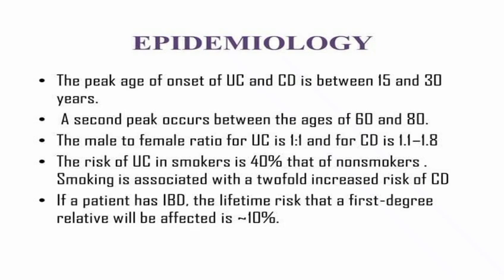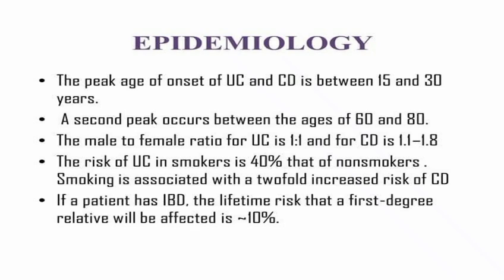Next one is its epidemiology. Epidemiology means mainly the peak age. The peak age for ulcerative colitis and Crohn's disease is between 15 to 30 years. Moreover, people aged 15 to 30 years get affected with ulcerative colitis and Crohn's disease. The second peak occurs between the ages of 60 to 80.